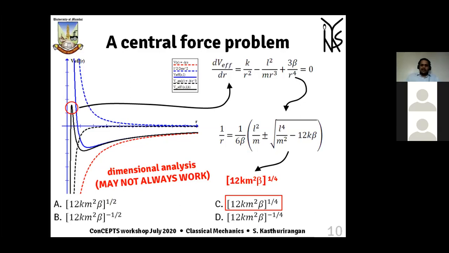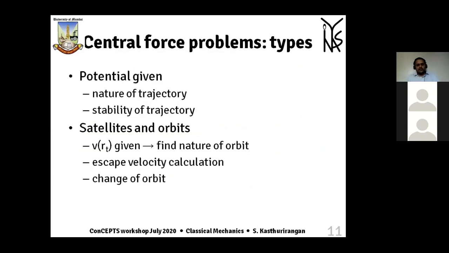In all central force problems, wherever the effective potential is involved, one should not forget the L square by 2m r square centrifugal barrier term, even if it is not explicitly mentioned in the question. Here, it was fortunate that it is mentioned in the question, but if it is not, it is very important to realize that that term is also there. So, central force problems, let us try to look at the types which arise.